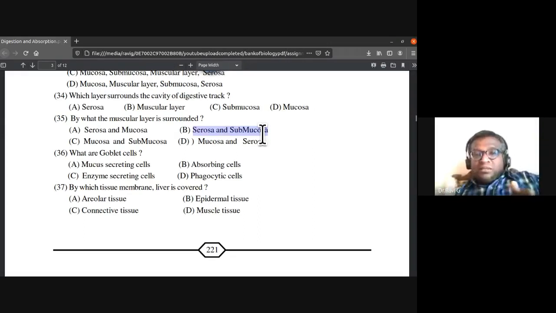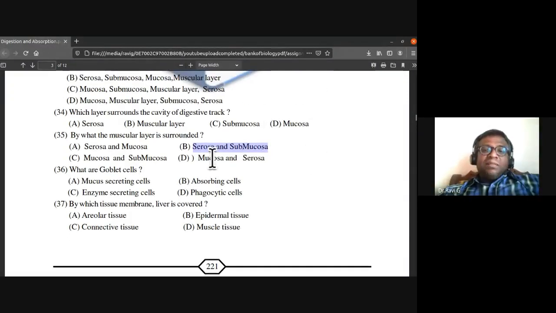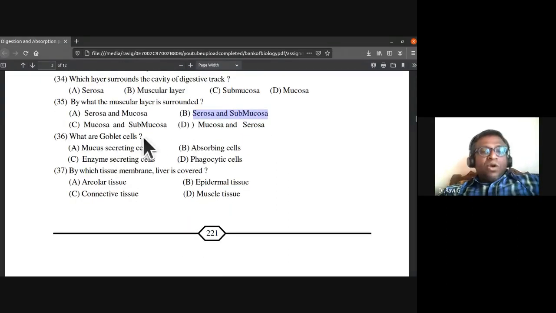So the outer side is surrounded by serosa, and the inner side of the mucosa is surrounded by submucosa. So that is the answer: serosa and submucosa. The muscular layer is surrounded by serosa on the outer side and submucosa on the inner side. What are goblet cells? They are mucus secreting cells. So for 36, the answer is A, mucus secreting cells.